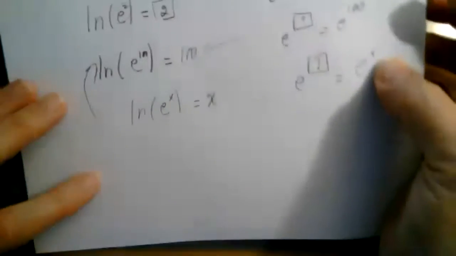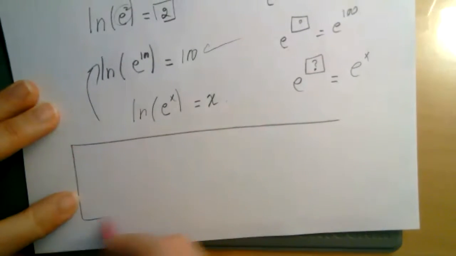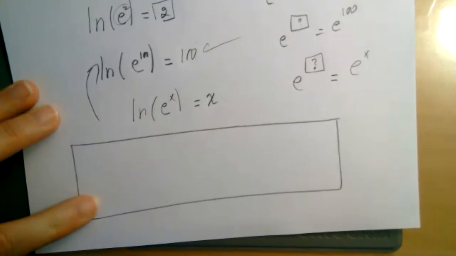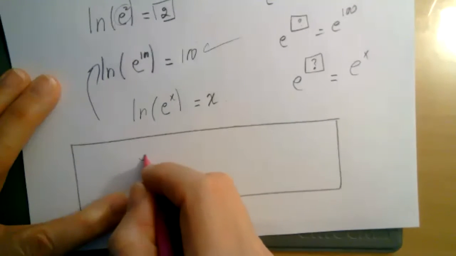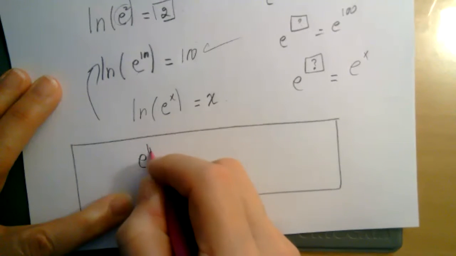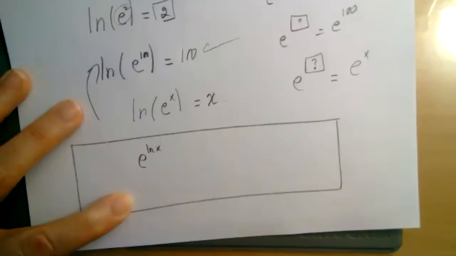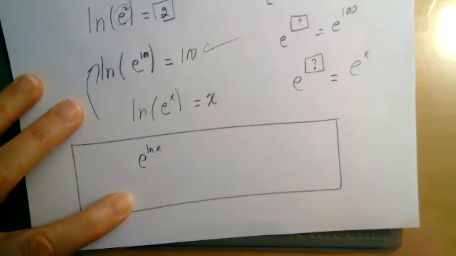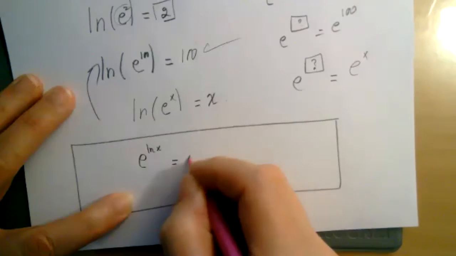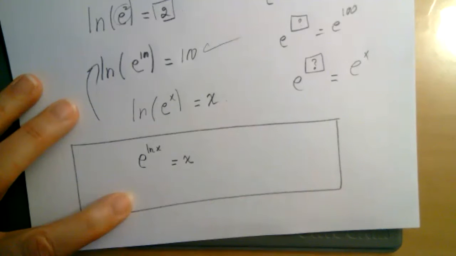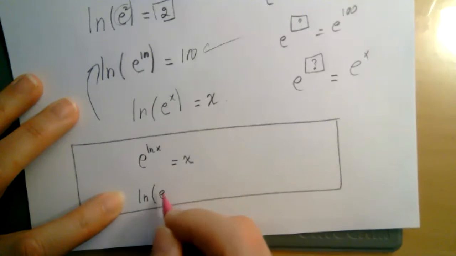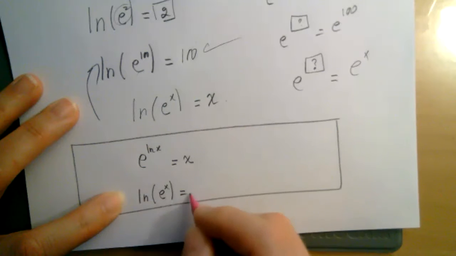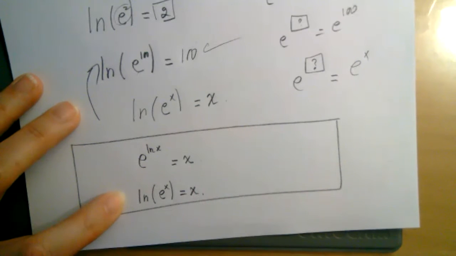So the first two properties of ln that I want you to drill in your head as much as you can are: e to the ln of x, where x represents anything, will give me the anything back. And ln of e to anything will give me the anything back.